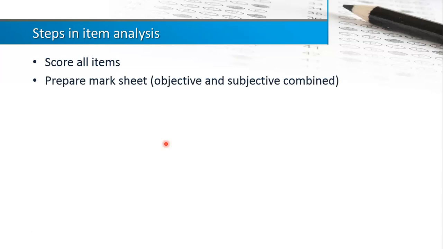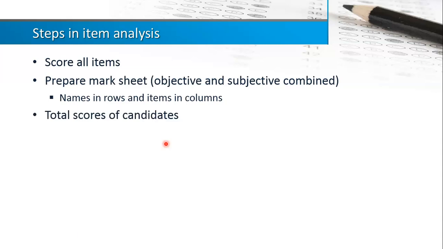So how are you going to do the item analysis? There are a few steps. After you score all the items, make sure you score all the items and record all the responses of the students for every single item and every student. You have to prepare the mark sheet for objective and subjective combined, with names in the rows and items in the columns. Make sure that you have not only the marks but also the students' responses.